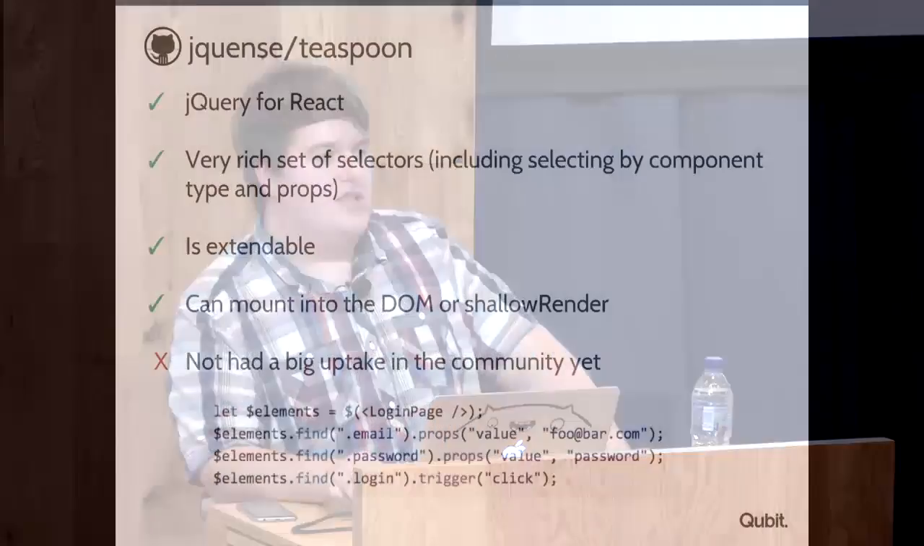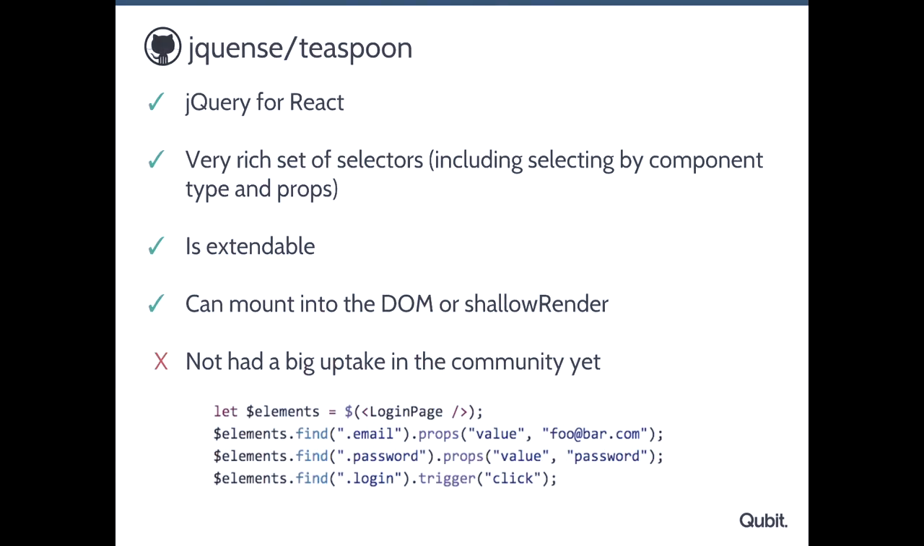Another library in the space that probably most people won't have heard of is one called Teaspoon. And I found this when researching into testing. Teaspoon is pretty cool. It's jQuery, but for React, and implements a large proportion of the jQuery selectors and the navigation and filtering, etc. It's got a nice API. It's very extendable. It has a huge range of selectors. And you can also support shallow rendering. For anyone who doesn't know, shallow rendering is where you take the components, but you only render the top level. You don't render any subcomponents.